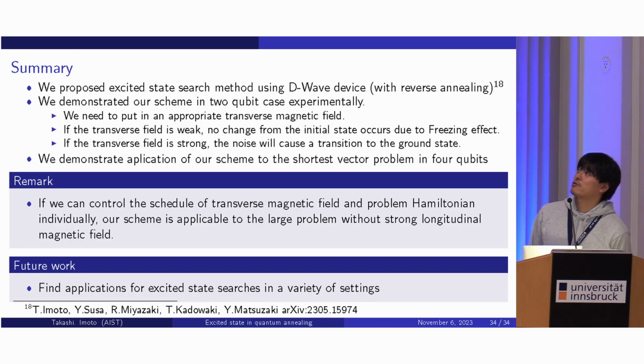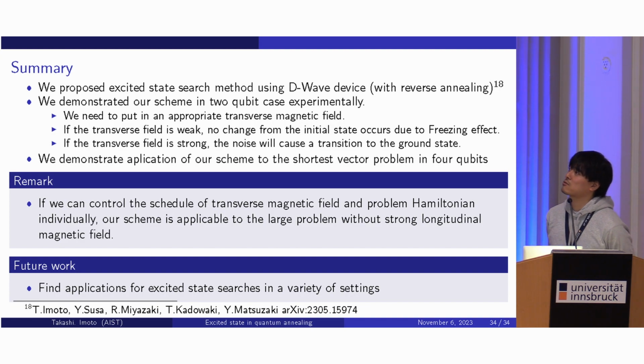Okay, so it is the summary. We propose an excited state search method using a web device with reverse annealing. And we demonstrated our scheme in 2 qubits experimentally. We need to bring an appropriate transverse magnetic field. If the transverse field is weak, no change from the initial states occurs due to the freezing effect. And if the transverse field is strong, the noise will cause a transition to the ground states. And we demonstrate the application of our scheme to the shortest vector problem in 4 qubits.